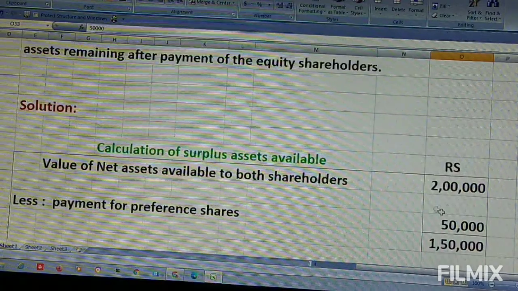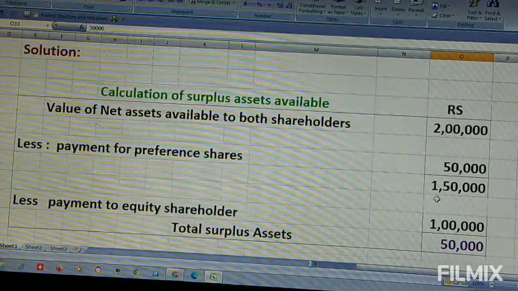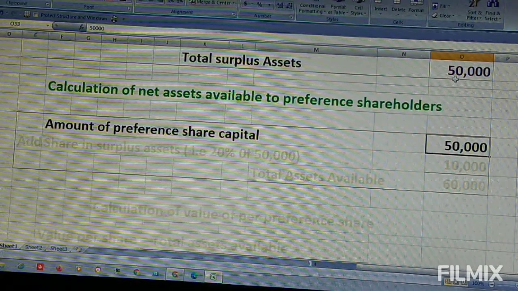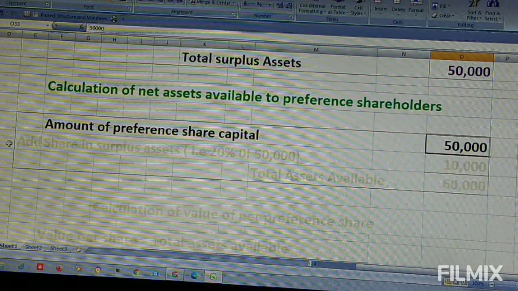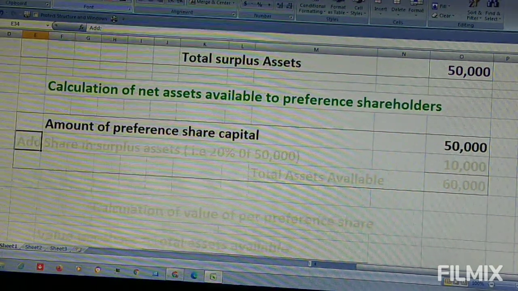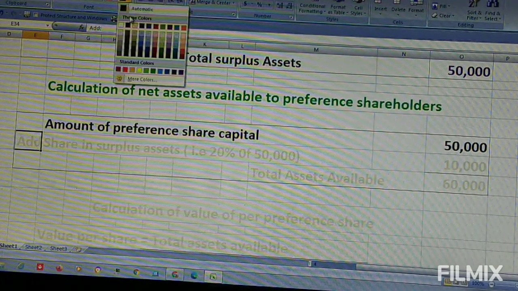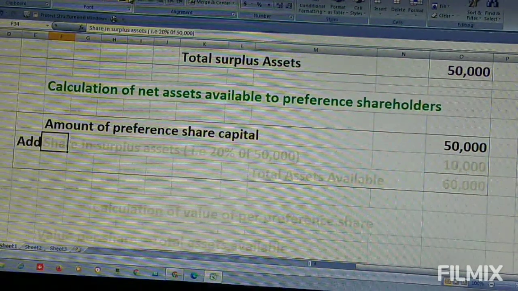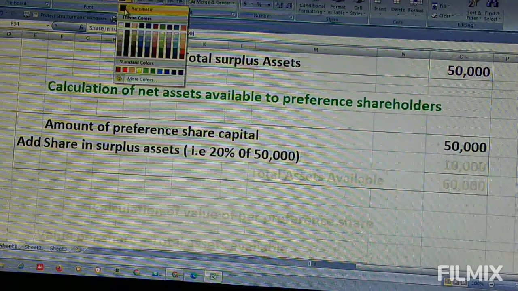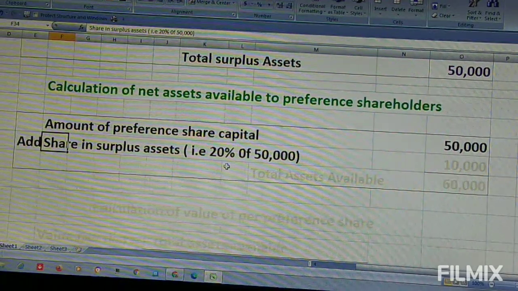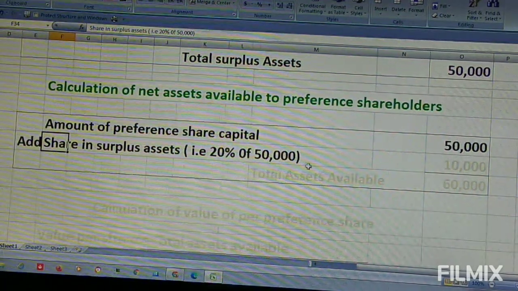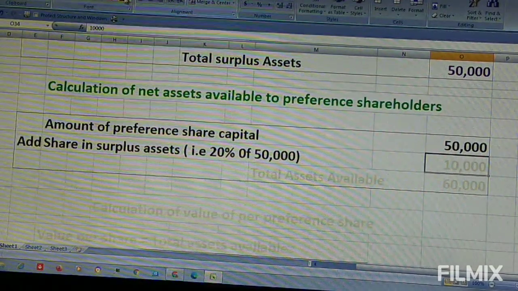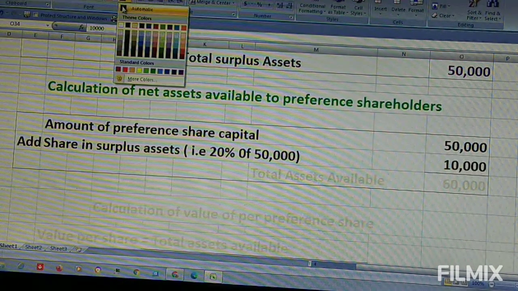This is after payment to the equity shareholders only. What surplus is there? 50,000. So from this 50,000, 20% must be given to the preference shareholders, right? Add share in surplus assets, that is 20% of rupees 50,000. How much is 20% of 50,000? Rupees 10,000. So you add 10,000.